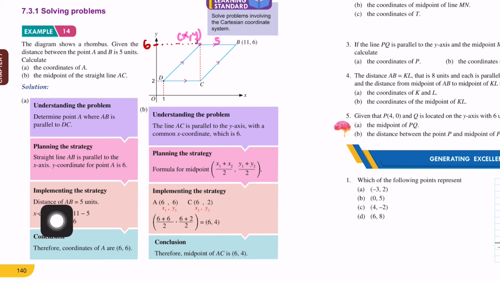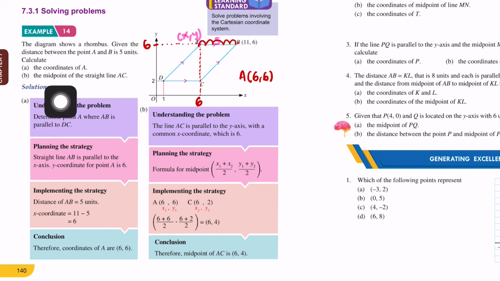We know that the distance AB is 5 units. A ke B is 5 unit. Maksud dia nak dapatkan koordinat x untuk A ni, 11 ni kita undur belakang sebanyak 5 unit, betul? 1, 2, 3, 4, 5. Macam tu. So 11 minus 5 dapatlah 6. Maksudnya bawah sini adalah 6. So coordinate of A is 6, 6. Macam tu saja.